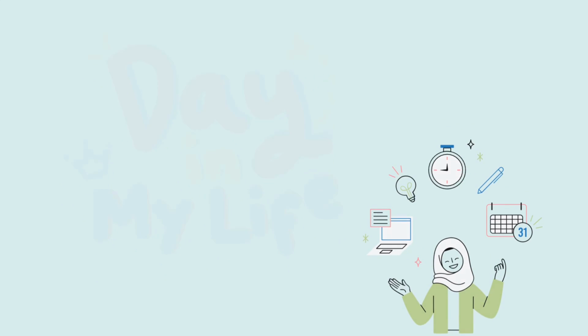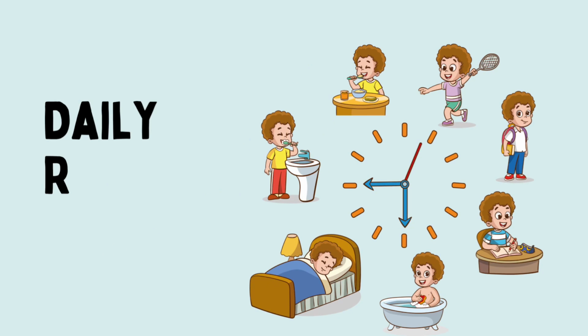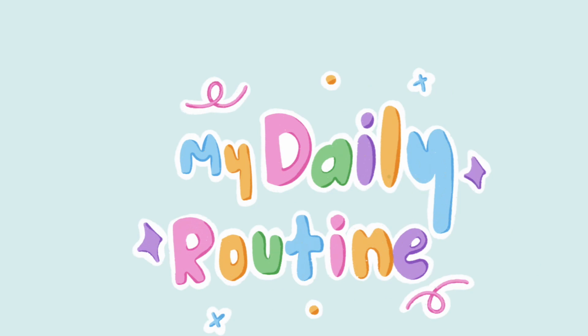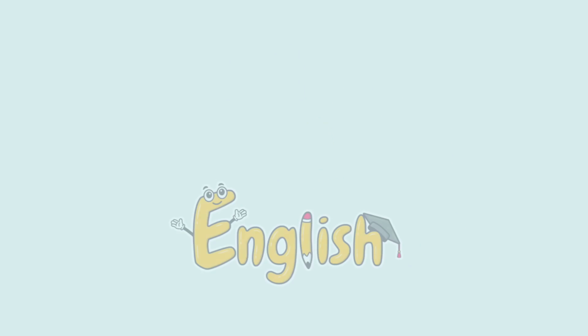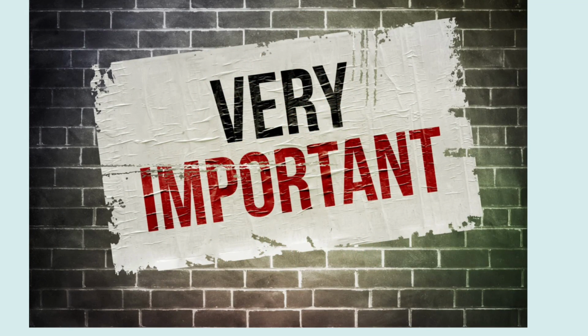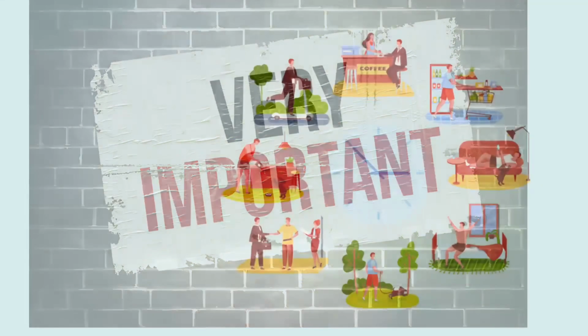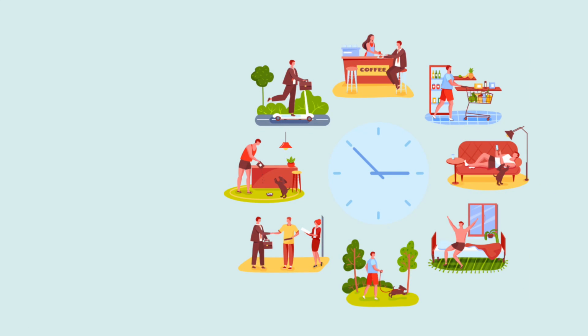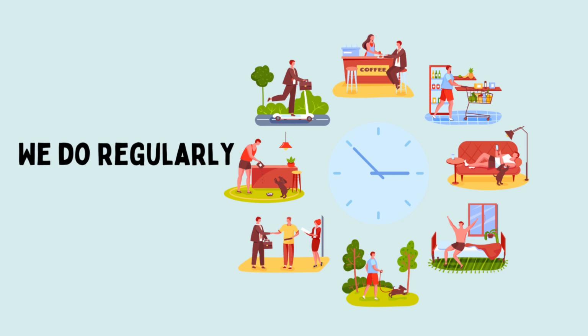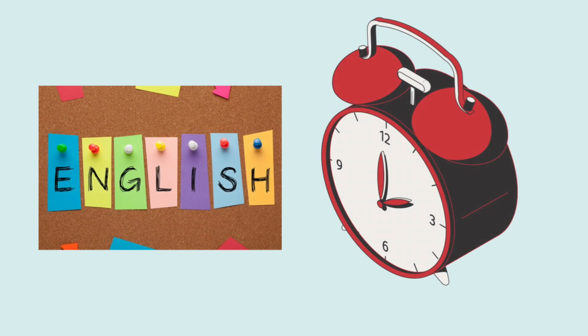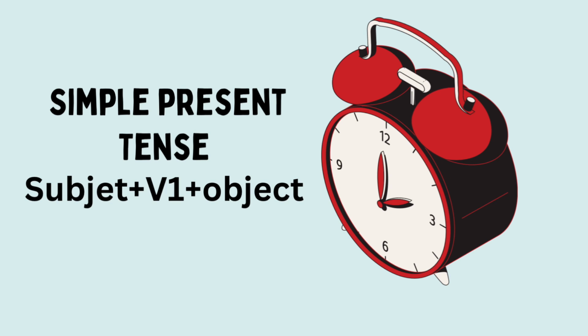In this video, we are going to talk about our daily routine, which is one of the most common ways to practice English. It is very important to remember that a daily routine is something we do on a regular basis. So we use only the present simple tense.